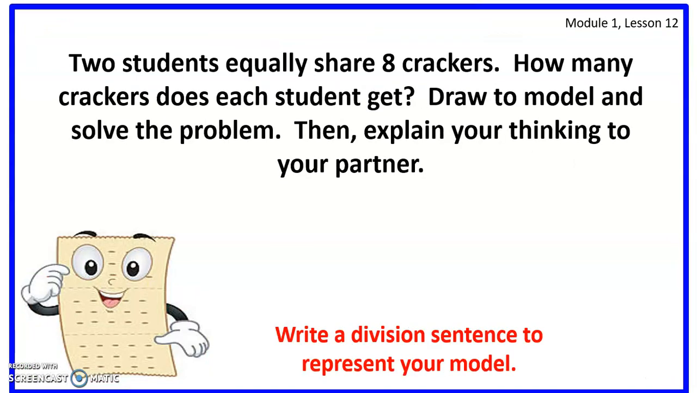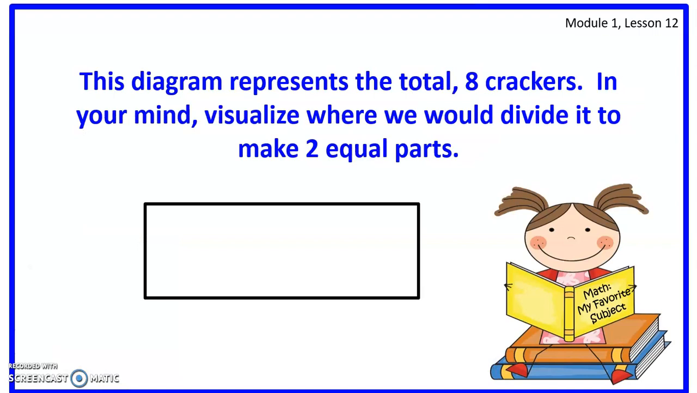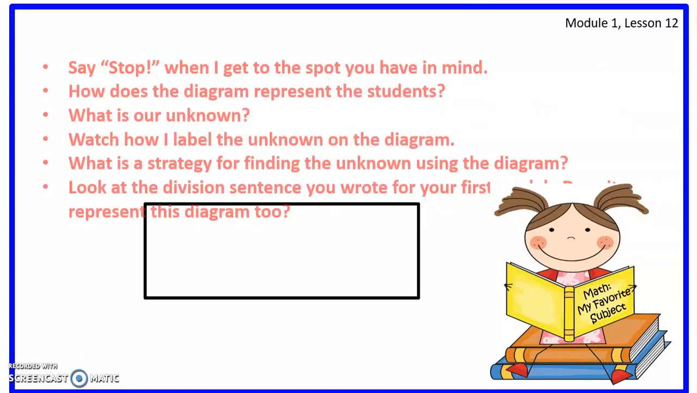Next example, 2 students equally share 8 crackers. Now, how many crackers does each student get? Draw to model and solve the problem. Then explain your thinking to your partner. Now, this diagram represents a total of 8 crackers. Visualize in your mind where you would divide it to make 2 equal parts.